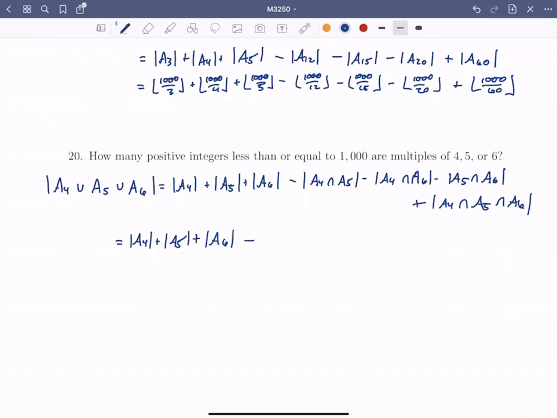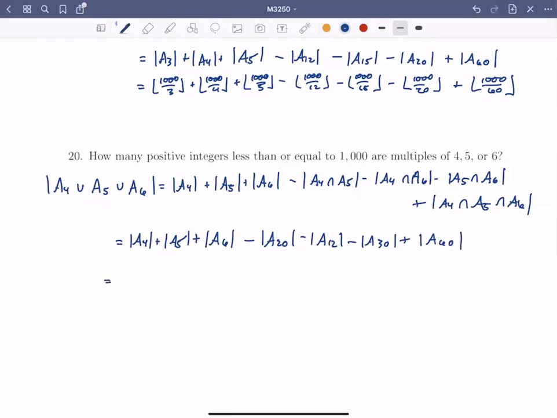Now A4 intersect A5 is going to be A20, because the least common multiple of 4 and 5 is 20. A4 intersect A6 is going to be A12, because the least common multiple of 4 and 6 is 12. And A5 intersect A6 is A30. And then finally, we'll add to it the intersection of A4, A5, and A6. Let's see, I think the easiest way to do this is to look at A4 and A6. Their least common multiple is 12, and then the least common multiple of 12 and 5 is 60. So this will be A60.